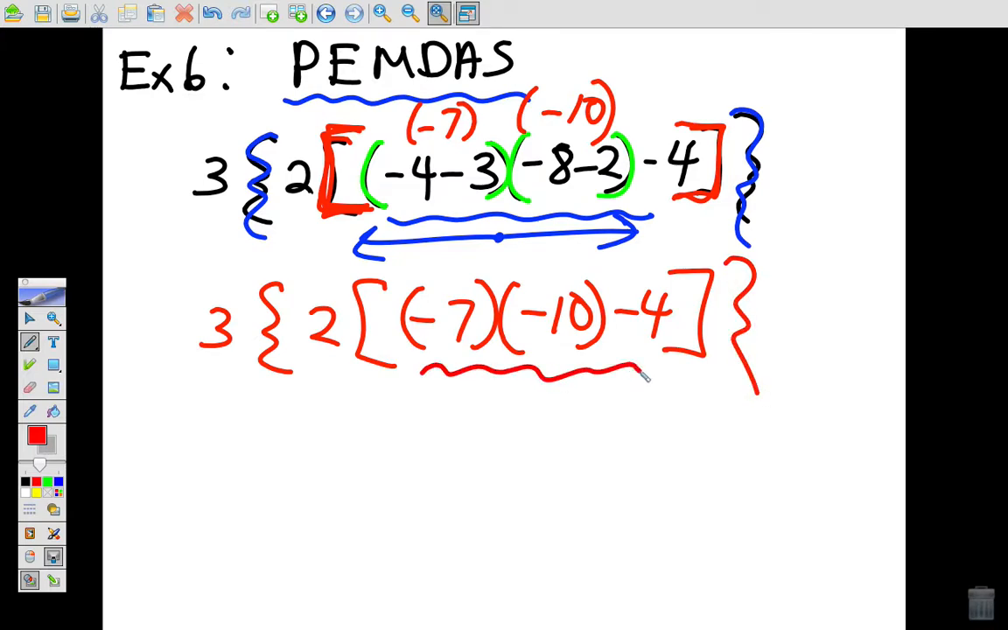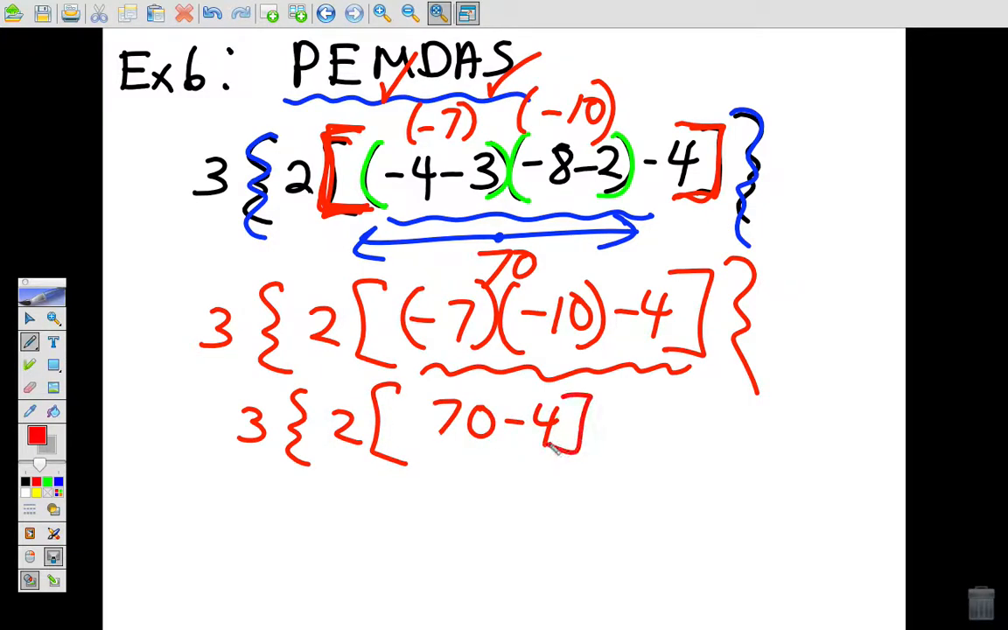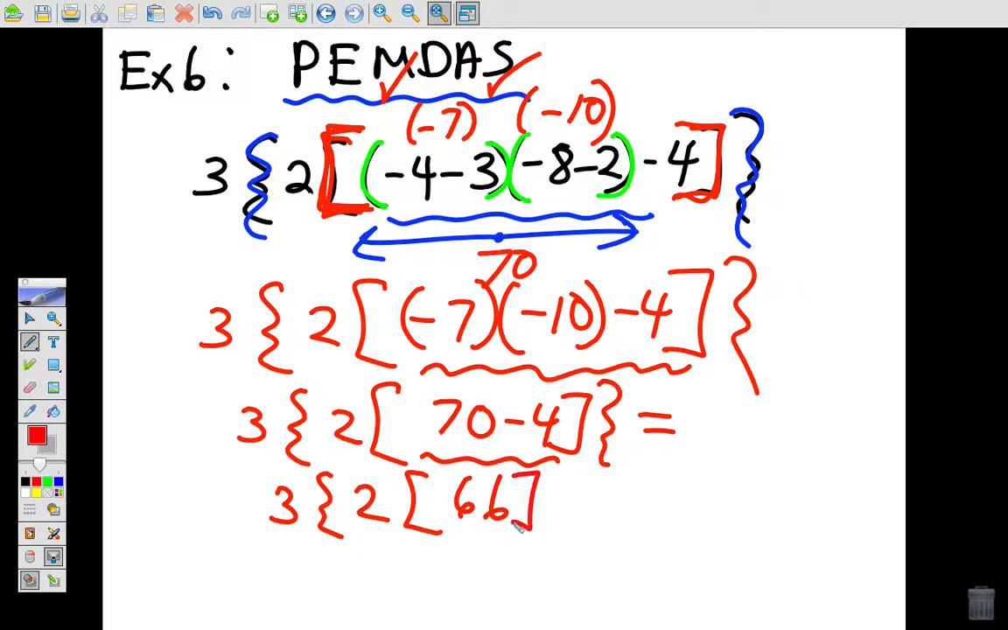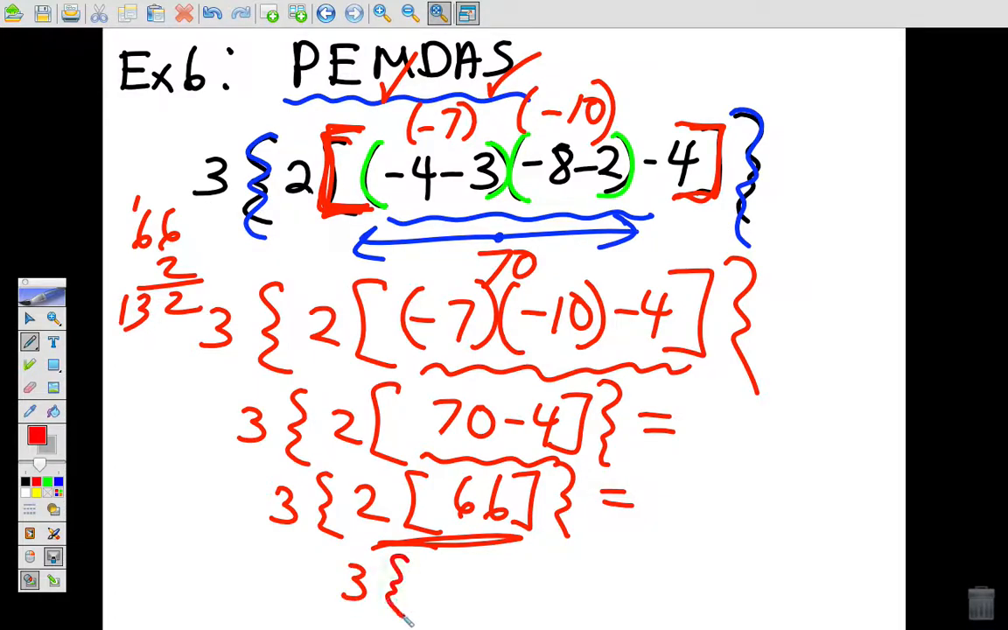Now continue working on the inside. What do I do first on the inside? Well, PEMDAS says you multiply first and then subtract. So 70, right? So you have 3 brace, 2 bracket, 70 minus 4 bracket brace. Continue working from the inside out. 70 minus 4 is 66. So really, inside the brackets, we're ending up with 66. Now, continue working on the inside. What's 2 times 66? You get 132. So you have 3 brace, 132.